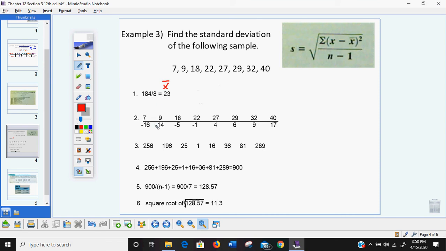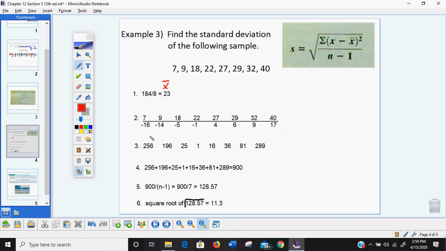7 minus 23 is negative 16. 9 minus 23 is negative 14. 18 minus 23 is negative 5. 22 minus 23 is negative 1. 27 minus 23 is 4. 29 minus 23 is 6. 32 minus 23 is 9. 40 minus 23 is 17. So step 2, I found all my deviations. This is how far it deviates from the mean.